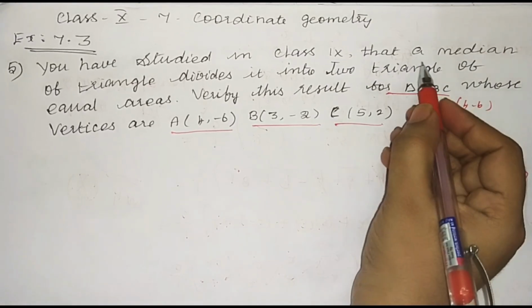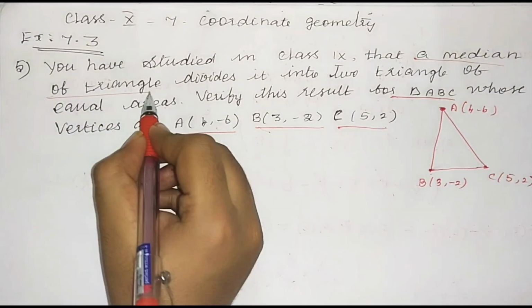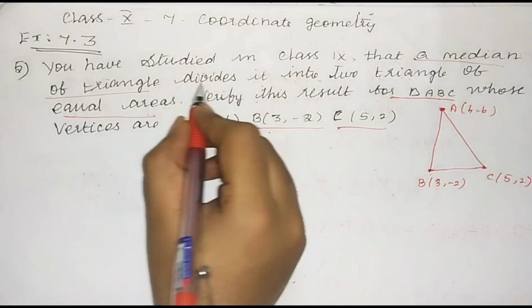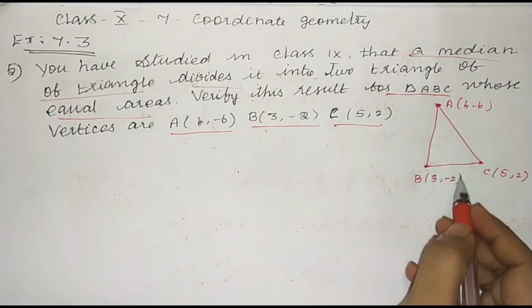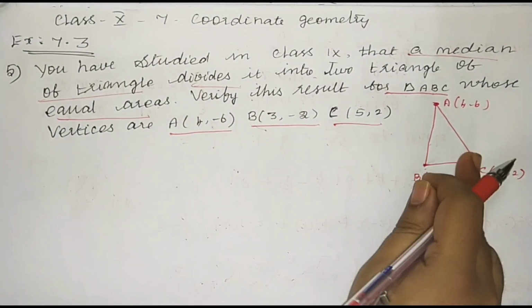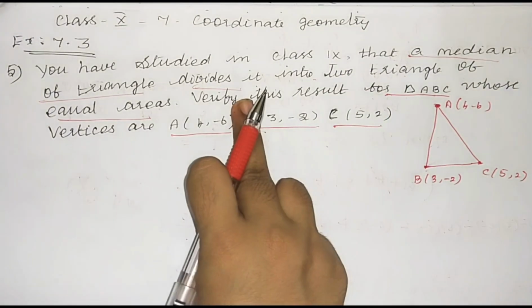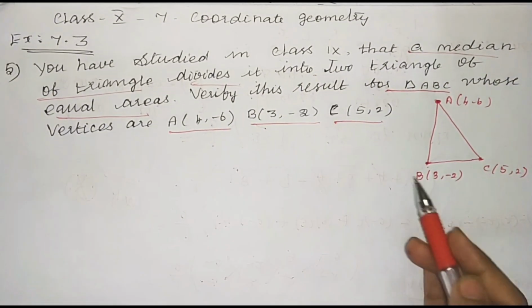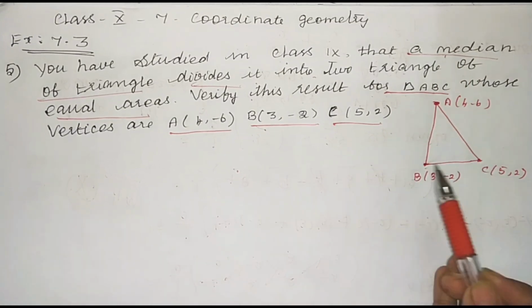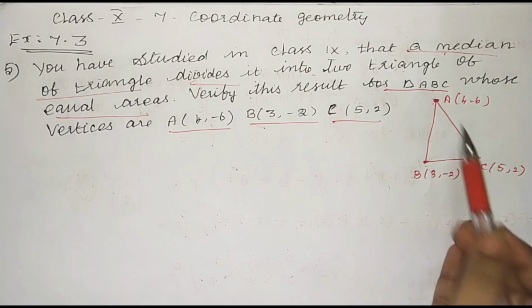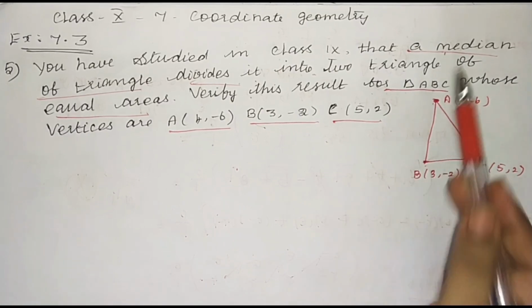Now listen, a median of a triangle divides it into two triangles of equal area. So if you draw the median of the triangle, it divides it into two triangles, and the areas of both triangles are equal. That result only we have to verify. How will you draw the median? We can draw the median through A or B or C. From any vertex we can draw the median.